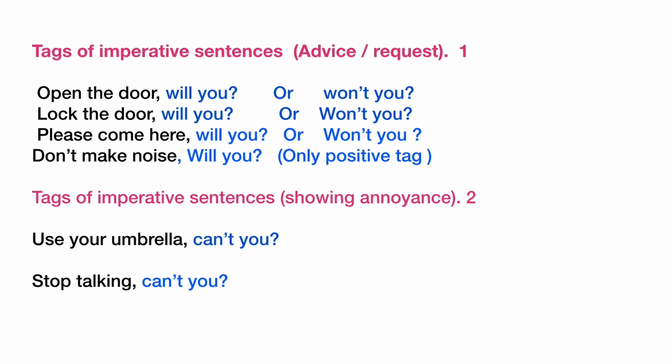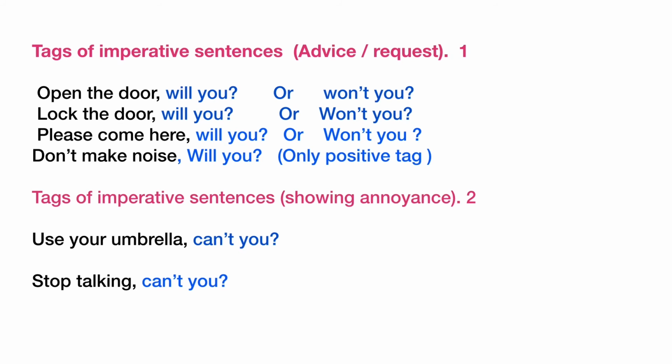Tags of imperative sentences. Students, when the imperative sentence is an advice or request, we can form any question tag, whether positive or negative. Both are acceptable. Let's see the examples. Open the door. Question tag, will you or won't you? Lock the door, will you or won't you? Please come here, comma, will you? Or won't you? Don't make noise, will you? As this is negative statement, so we'll make only positive question tag.